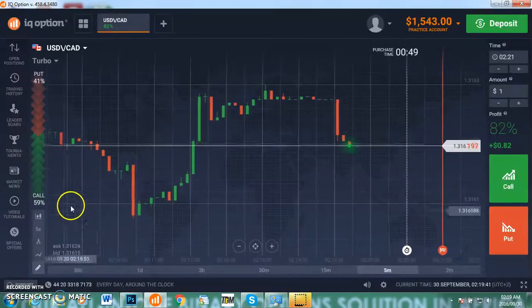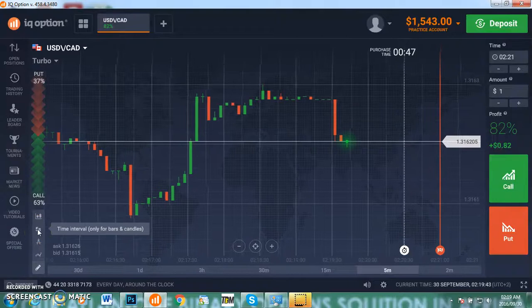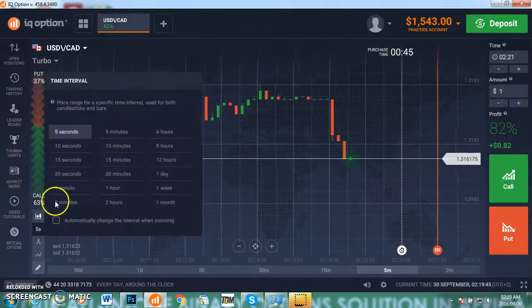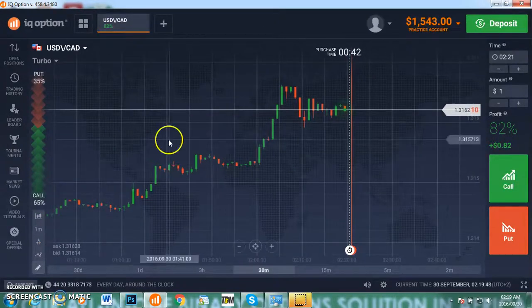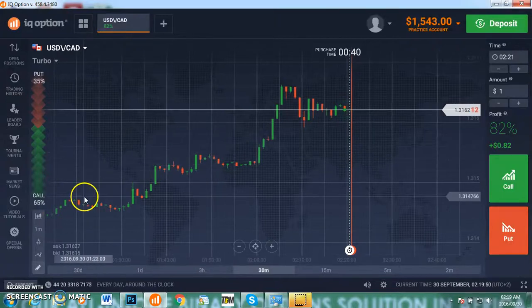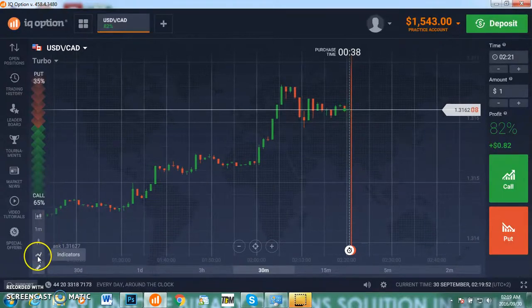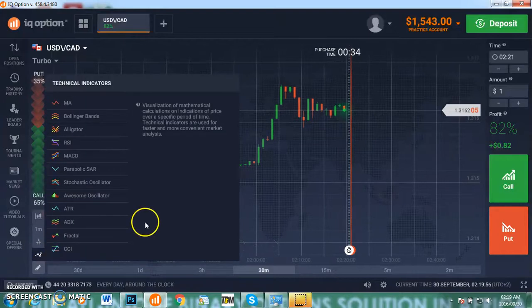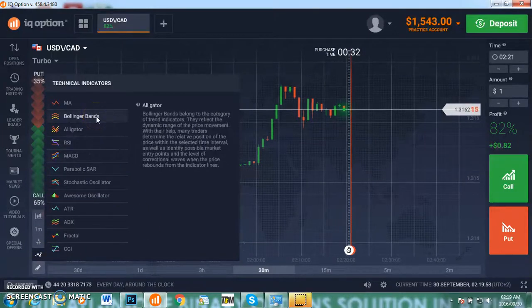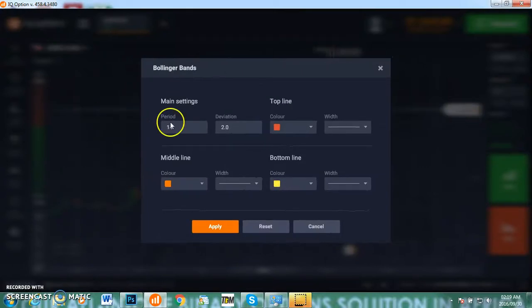The next thing that you're going to do is change your time interval to 1 minute. After changing to 1 minute, come to indicators and look for Bollinger Bands. Click on Bollinger Bands, and this is what is going to appear. What you're going to change here is the period. Just change the period to the number 8.